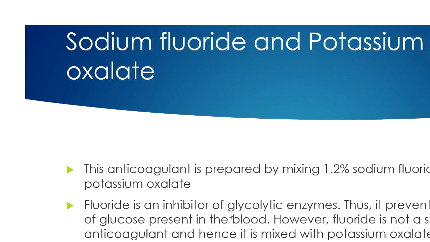Sodium fluoride is not a strong anticoagulant. It inhibits the glycolytic enzymes, so it is mixed with potassium oxalate. It is mostly used for estimation of blood sugar. Why is sodium fluoride used for estimation of blood sugar? Because it inhibits the glycolytic enzymes and prevents the breakdown of glucose, so it gives the actual value of the patient's blood sugar.